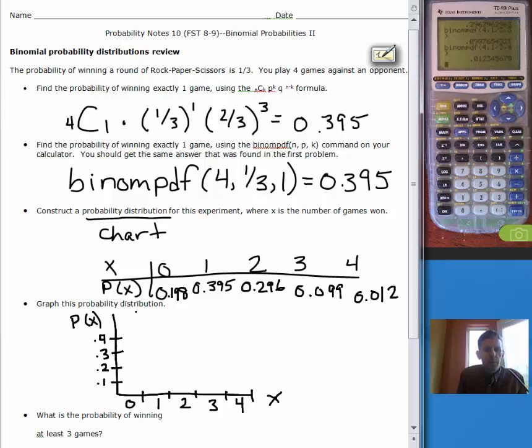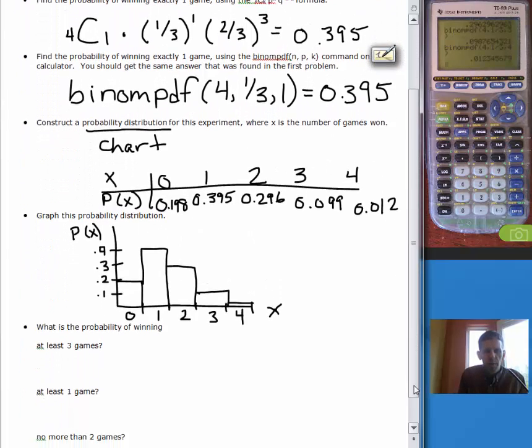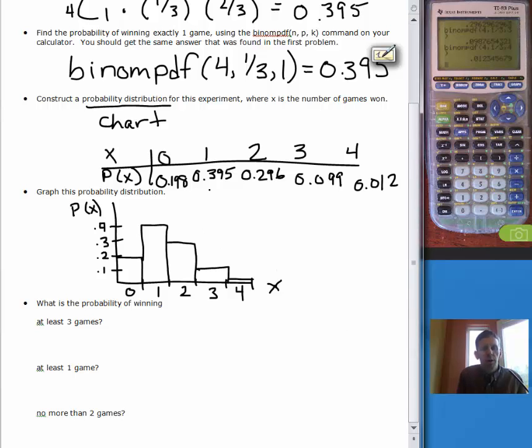Remember, when you're making a nice probability distribution graph, we do want to label the horizontal axis with X, the vertical axis with P of X, which is your probability. And then we'll have our bars going up to about 20% here for 0, almost 40% for 1. We'll go up to about 30% for 2. And then for 3, it's only about 0.099. We're talking about 10% roughly. And then for 4, 0.012, that's about 1%. So a very small bar right there. There's your probability distribution.